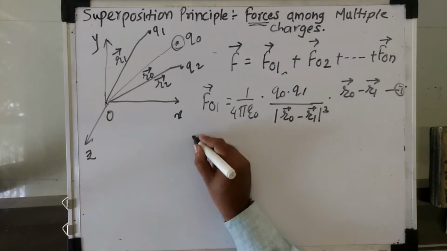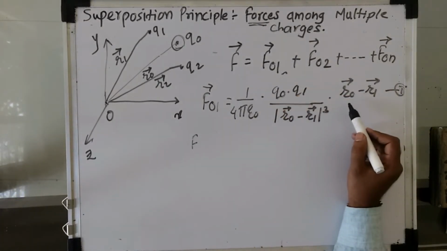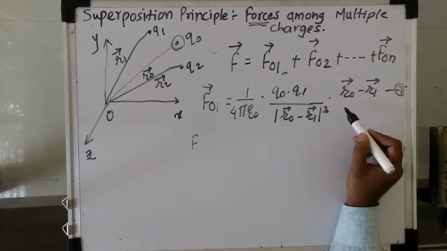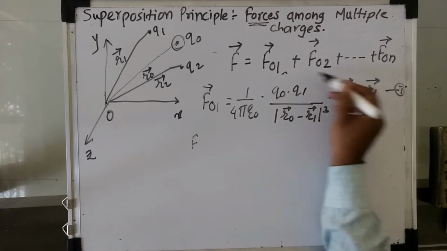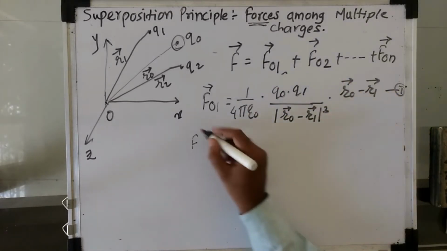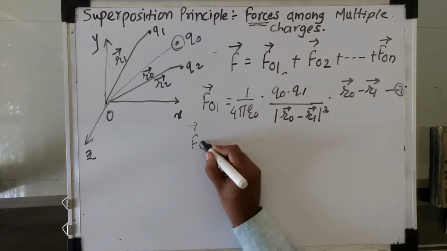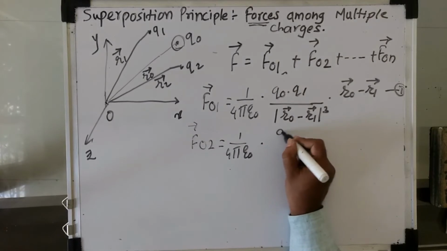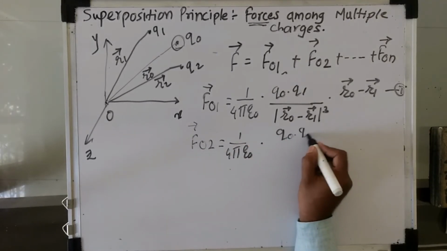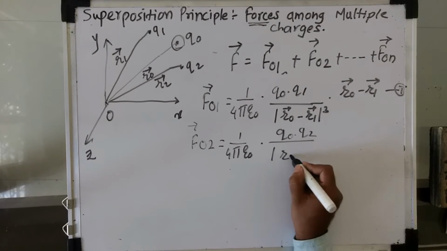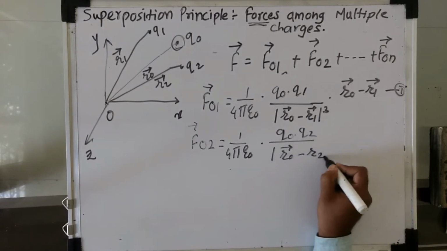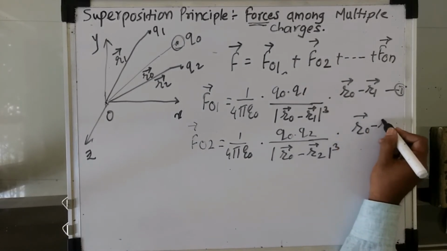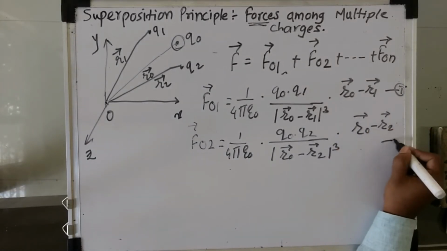So what will be the second equation? Please refer to my previous video, the Coulomb's force in terms of position vectors. You will come to know about the derivation, from where I have taken this. So the force acting on 0 due to the second will be given by 1 upon 4 pi epsilon naught multiplied by the product of two charges, that is q0 into q2, upon the modulus of r0 bar minus r2 bar cubed, multiplied by r0 bar minus r2 bar. I will call this equation 2.